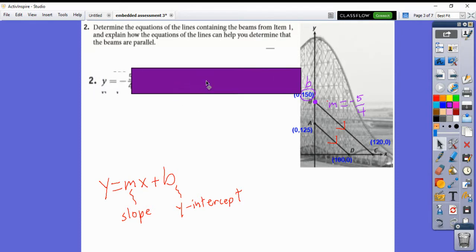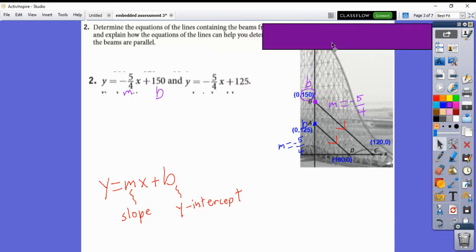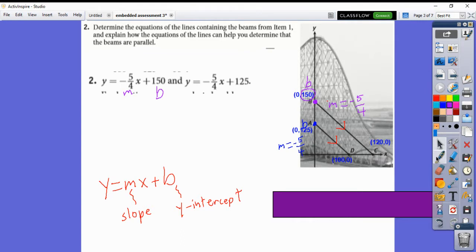So that first equation is going to be y equals -5/4x. Hey, there's the slope, plus 150, because 150 right here is the y-intercept. All right, same thing for line AD. We saw previously that the slope is going to be -5/4. We've got a smaller y-intercept because it's not as high up, but our y-intercept there is going to be 125. So pretty simple stuff. Same slope, same y-intercept.